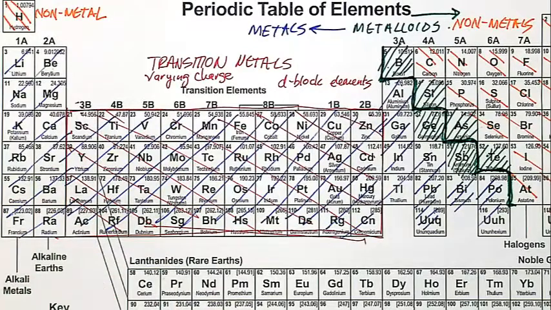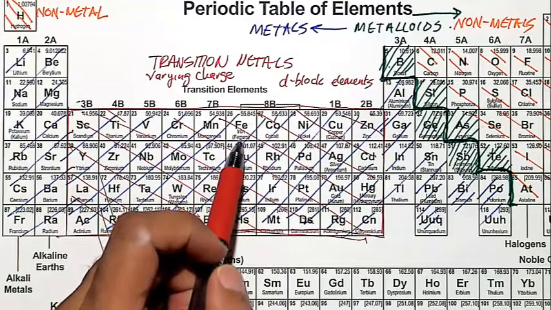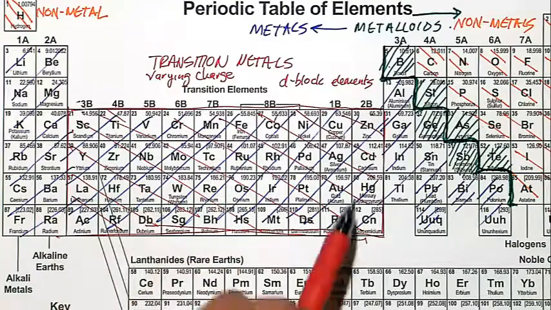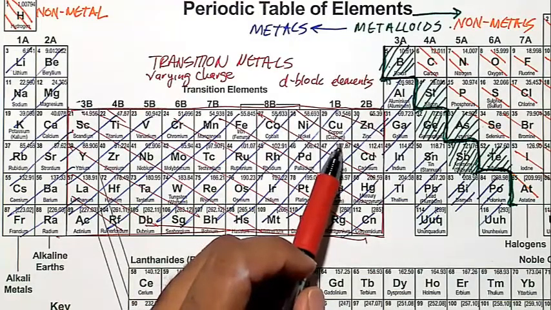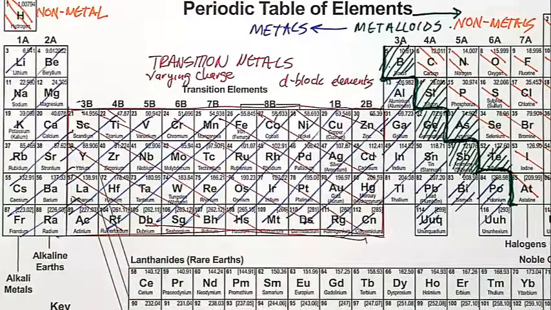So you can have +2 for iron or +3 for iron. You can have copper as +2. I believe copper can also be +1. So you have varying charges.